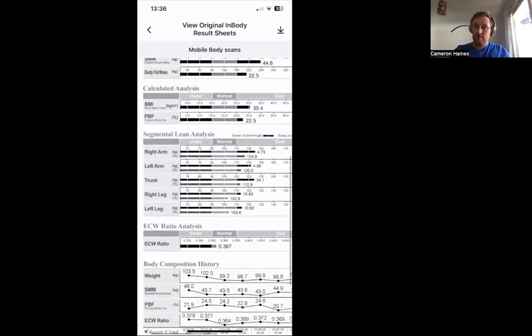We're now going to look at the other side of that coin. So now we're looking at your segmental lean analysis. So again, under BMI and body fat percentage, we've got 5 lines.